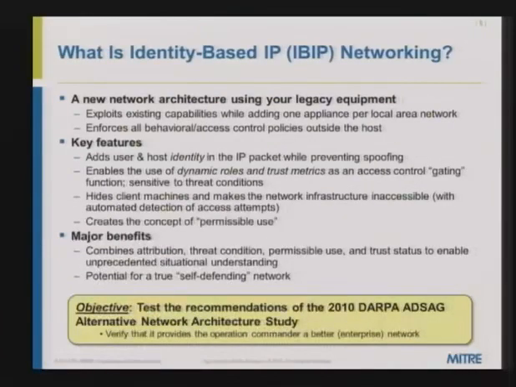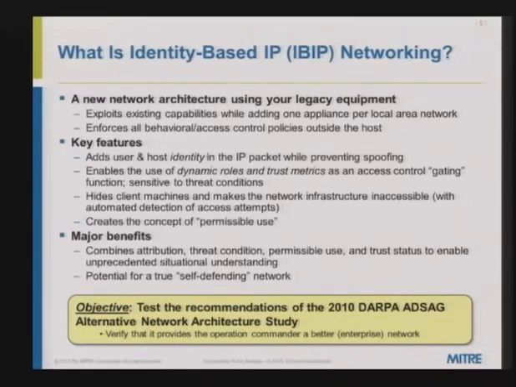So what is IBIP? IBIP is a new network architecture that leverages the existing equipment in your network. We only need to add one appliance per layer 3 segment. This device enforces all behavioral and access control policies outside of the host system. Its key features are adding user and host identity into every IP packet while preventing spoofing.